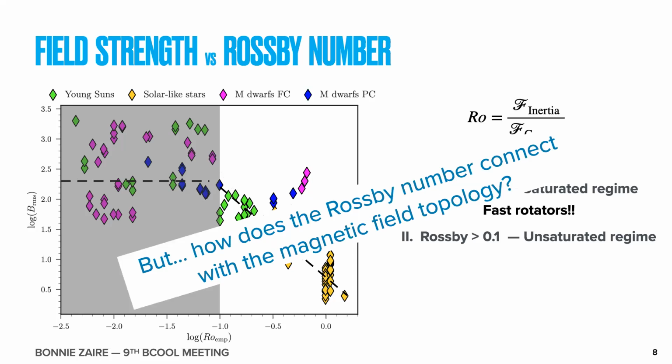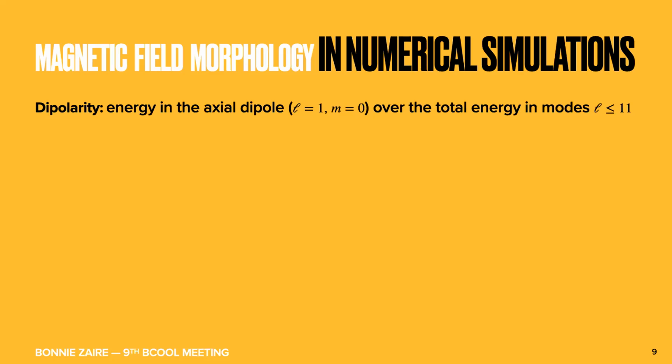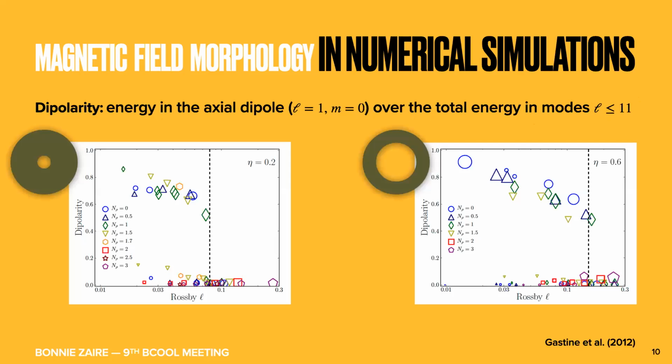So how does the Rossby number connect with this magnetic field topology? We're going to look now at numerical simulations. I'm going to first define this quantity called dipolarity. The dipolarity is defined as the energy in the axial dipole divided by the total energy in the modes up to L equal 11. We truncate the energy that we use to normalize because we want to compare with observations. As you can see here, I'm going to show you the results from a previous work of Gastine and collaborators in 2012.